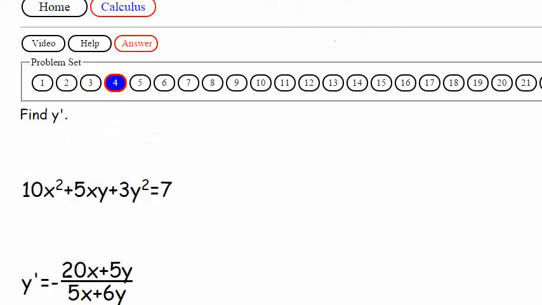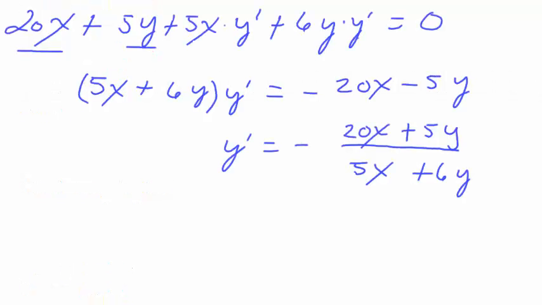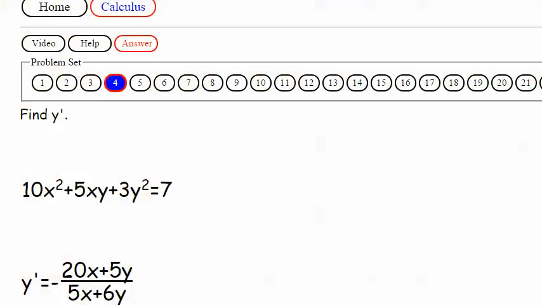So let's now move back and take a look at what we got. 20x plus 5y, 5x plus 6y, and I do believe that was it. 5x plus 6y. Okay. So there you go.